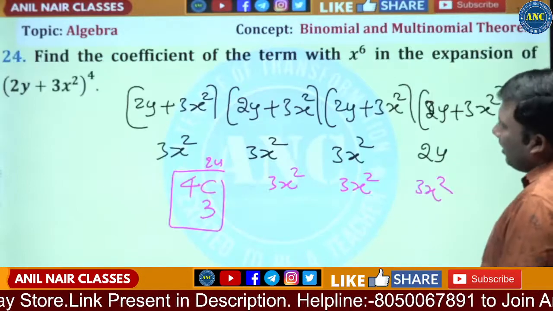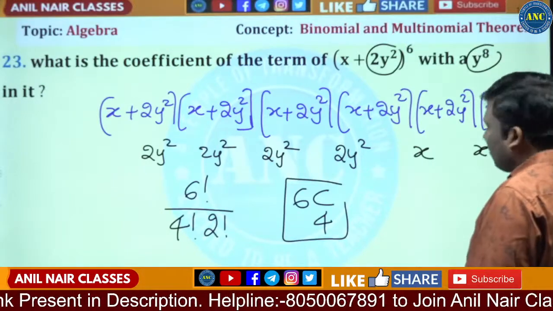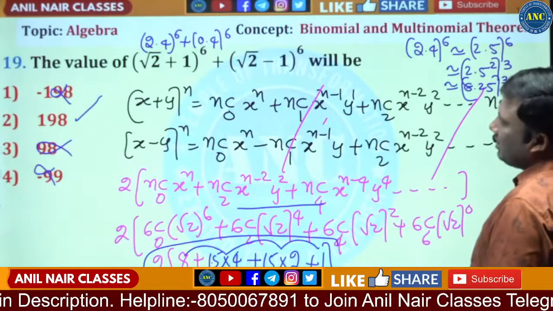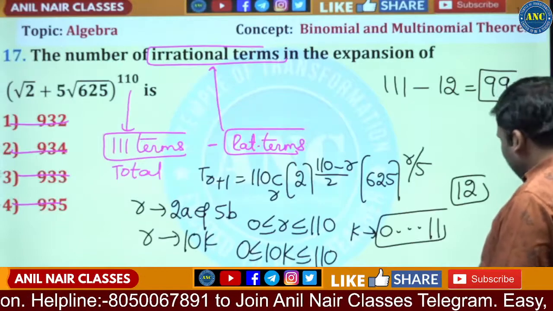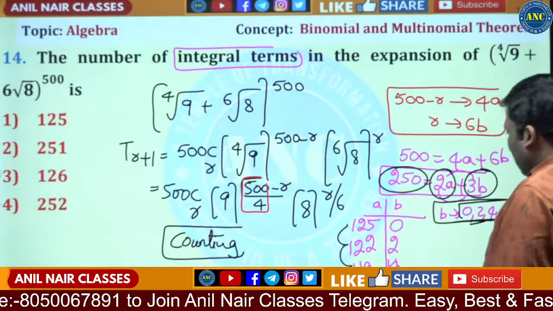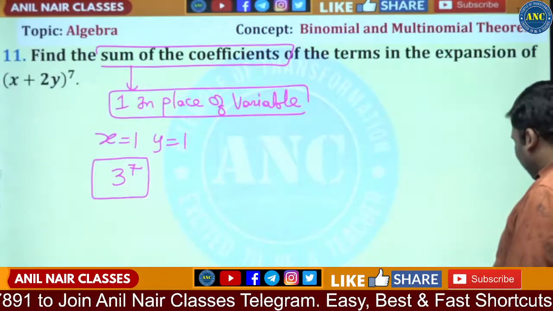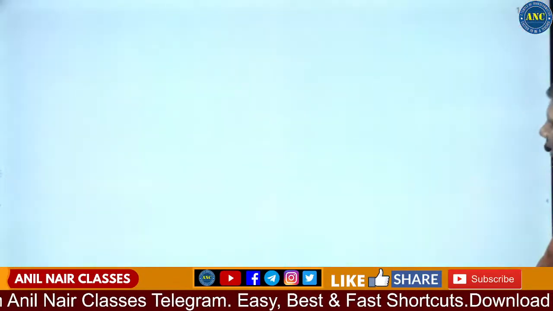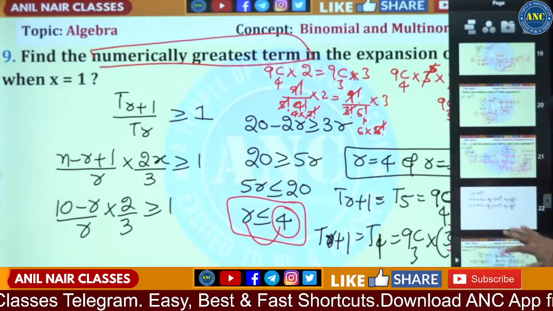We have done a question based on odd coefficients. We have done how to find the coefficient when the power is given. Greatest integer function. After I discuss fundamentals, I will discuss approximation, how to use it, how to find rational terms, irrational terms, integral terms, how to find the coefficient of x^k, how to find the middle term, how to find the sum of the coefficients, how to find the numerically greatest term. All these concepts we have discussed. I hope it is clear to you.